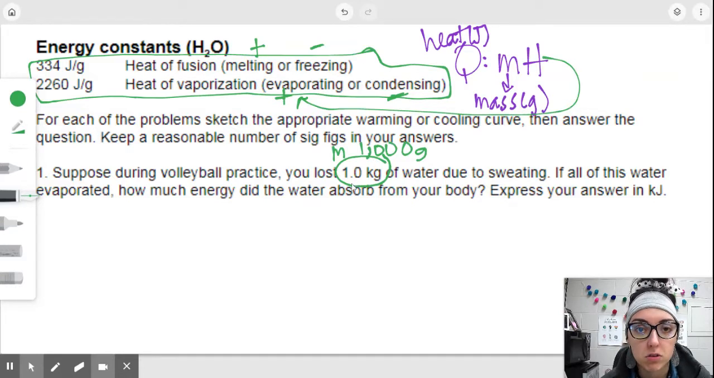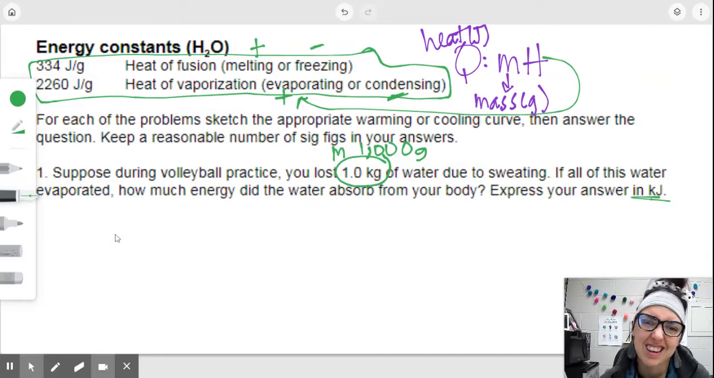Note that this is 2 sig figs, and this is only 1 sig fig. I could write this as 1.0 times 10 to the third grams. I don't want to mess with scientific notation, so I'm just going to remember that that's 2 sig figs. I am allowed those 2 sig figs, even though it's kind of hard to write 1,000 with 2 sig figs. So we lose 1 kilogram of water due to sweating. If all of this water is evaporated, how much energy did the water absorb from your body? Express your answer in kilojoules.